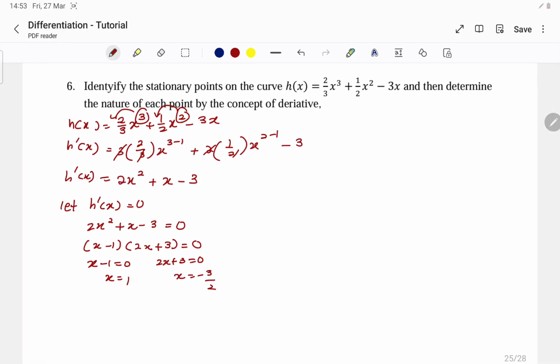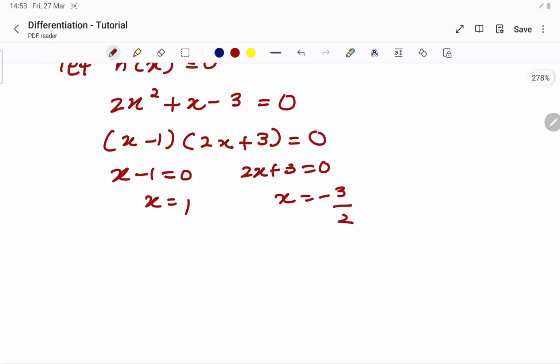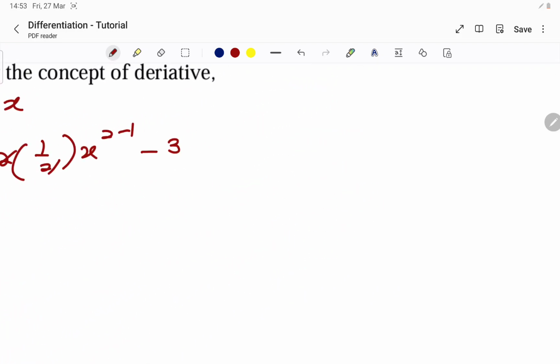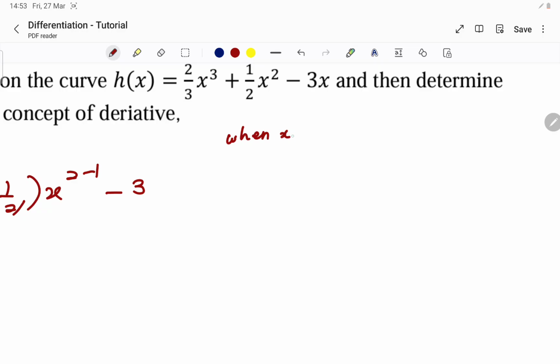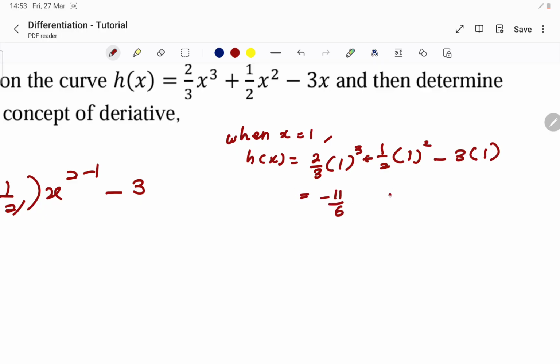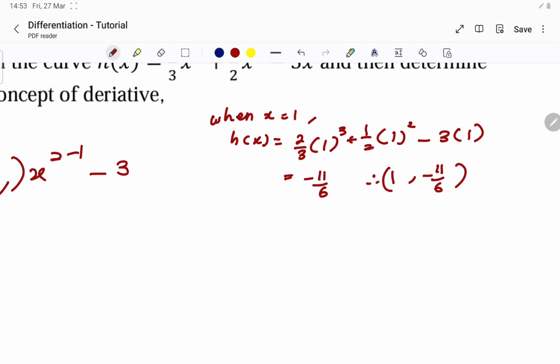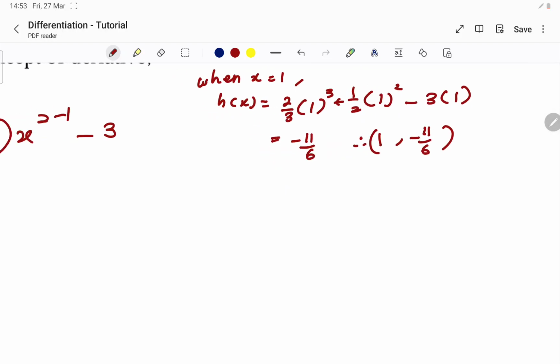Okay, so you have 2 points here. Now, they want the stationary points, right? By right, x and y you have to find. So from this, when x is equal to 1, your h(x) is equal to, substitute, 2/3 multiply with 1 to the power of 3 plus 1/2 multiply 1 squared minus 3 multiply by 1. Answer is -11/6. So you have 1, -11/6.